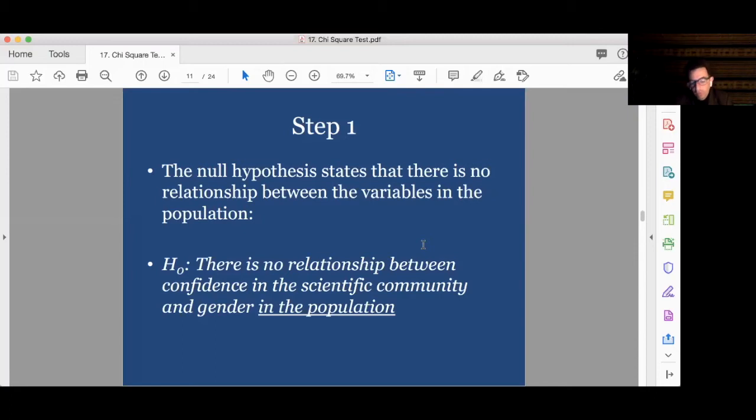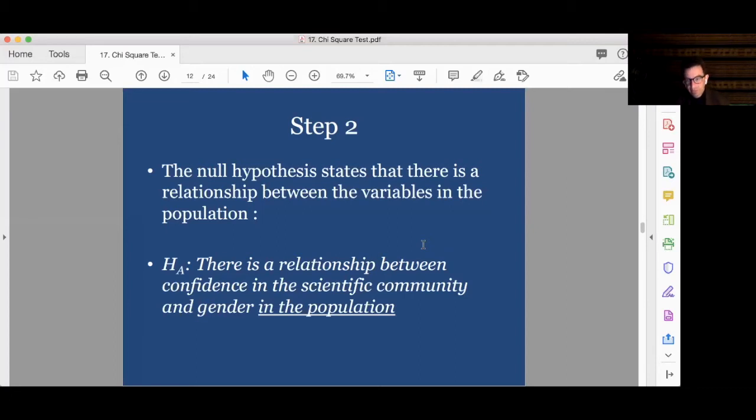All right. So for our example of gender and confidence in scientists, our hypothesis would be there is no relationship between confidence in the scientific community and gender in the population. Okay. The alternative hypothesis, step 2, is the opposite of that. We're saying that there is a relationship between confidence in the scientific community and gender in the population, right?